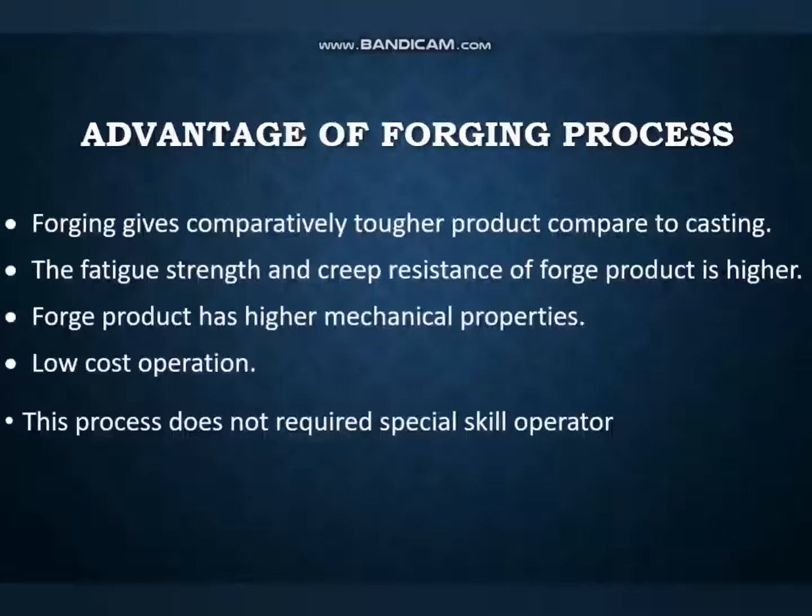For the advantages of the forging process, forging gives a comparatively tougher product compared to casting. The fatigue strength and crack resistance of forged products are higher. Forged products have higher mechanical properties. Low cost operation. This process does not require a special skilled operator.